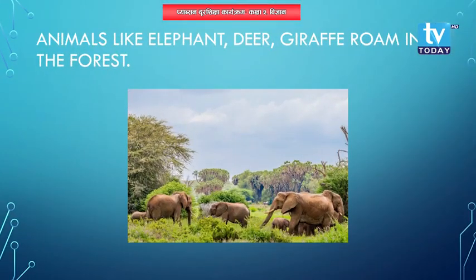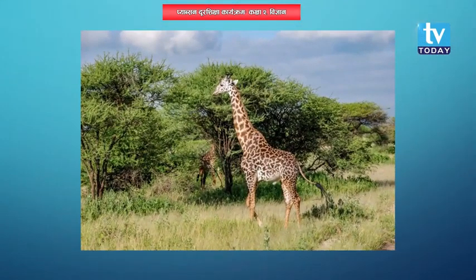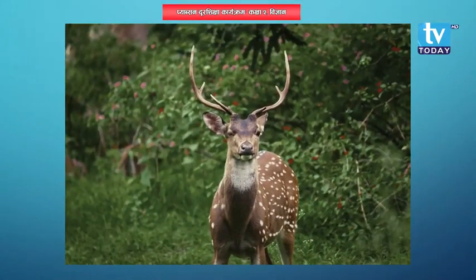Then, let's see other pictures as well. Can you see the picture of elephants? Where are they? They are in jungle. They are in forest. Similarly, next picture. Is it the picture of a giraffe, the tallest animal? Yes. Also, where is it? It is in open land. In this picture, it is in open land. Then, next picture, is it the picture of a deer? I think so. Yes, it is a deer.